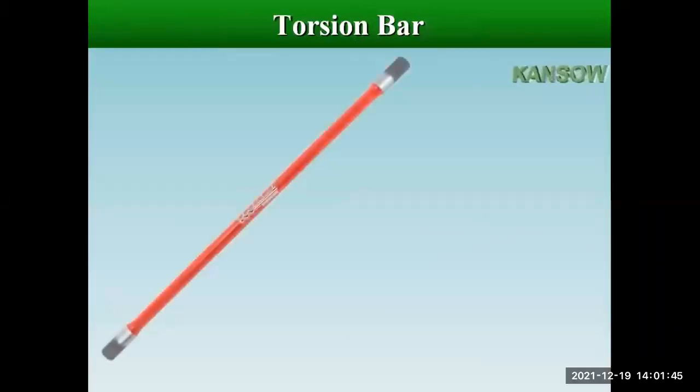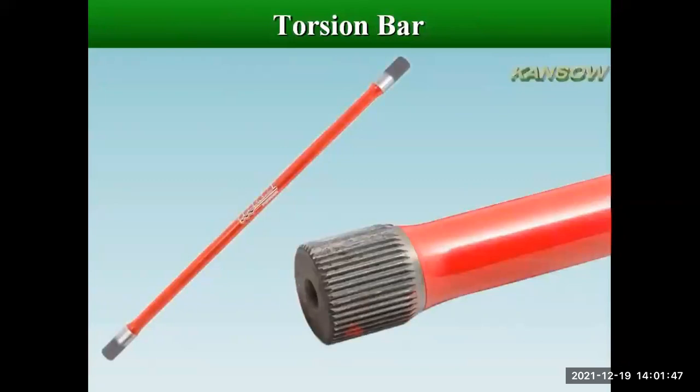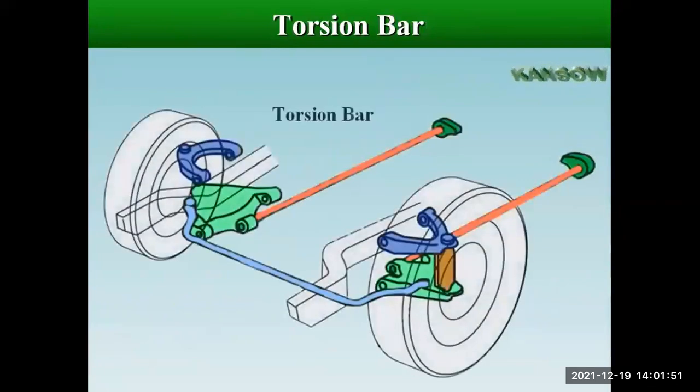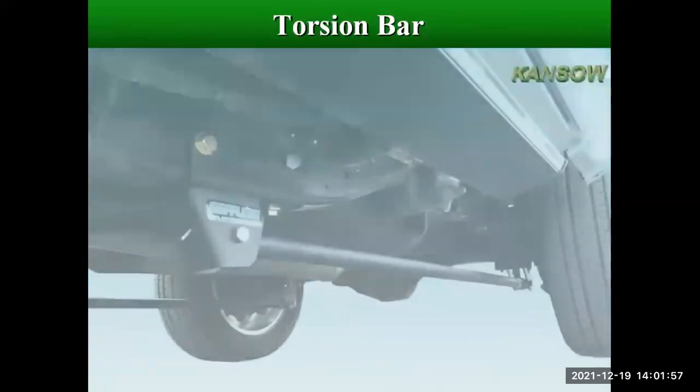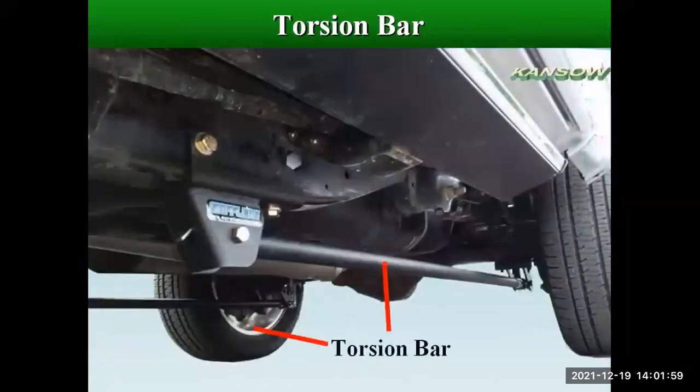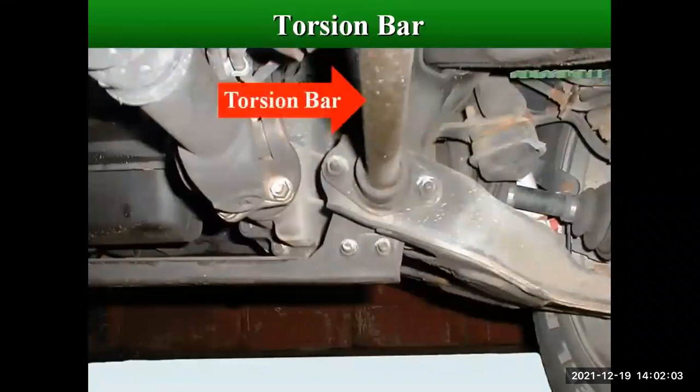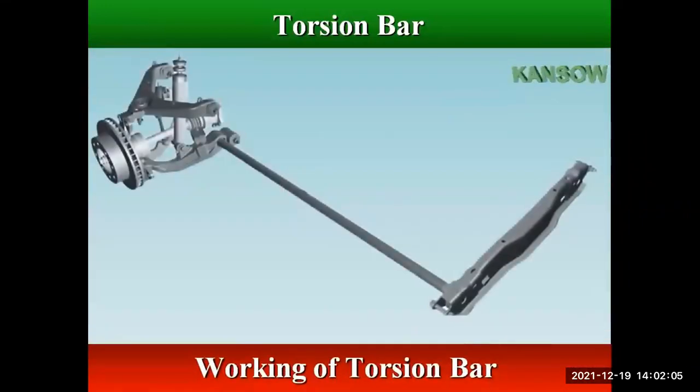Torsion bar is a straight spring steel rod with splined or square ends. One end of the bar is attached to the frame, and the other end is connected to the lower control arm. The torsion bar twists around its center as the control arm is deflected.